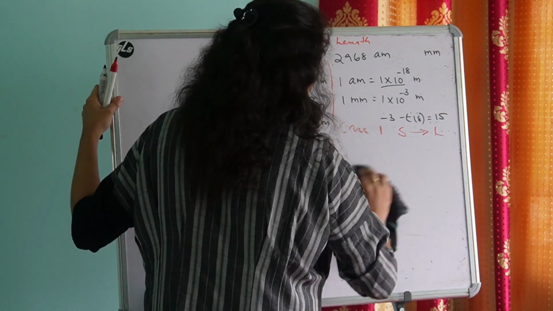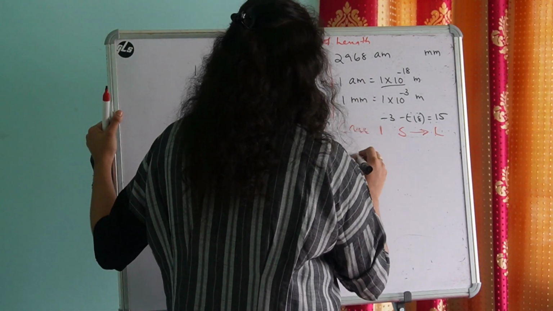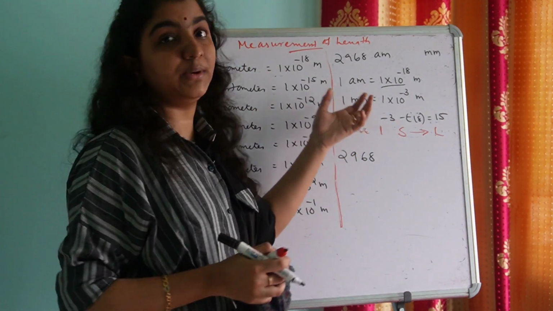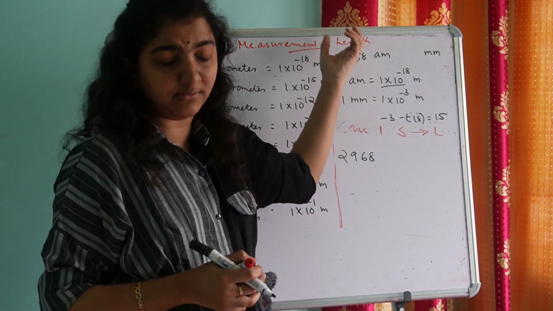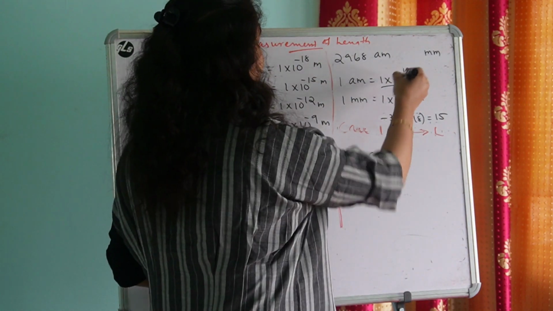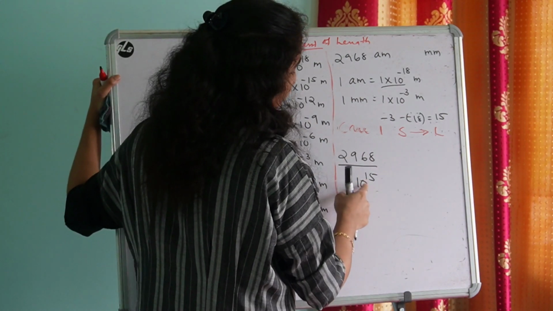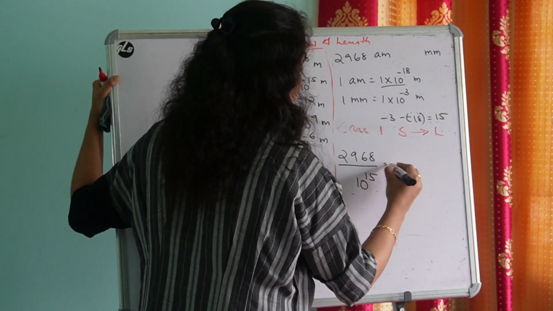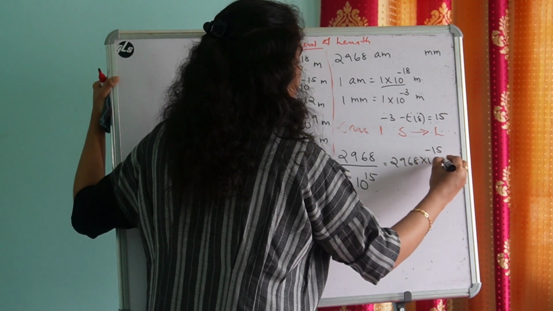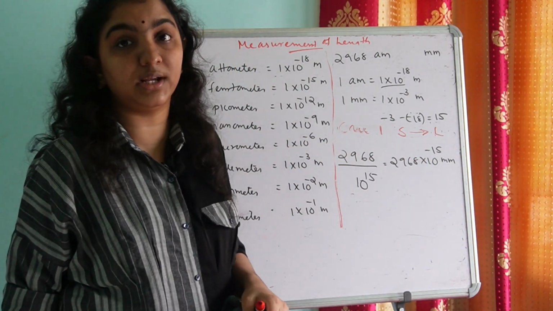So what do I have to do when the value is given in smaller and I am asked to find in larger? I have to simply divide the given number by 10 power the difference between these two power values. So it becomes 2968 into 10 power minus 15 millimeter.